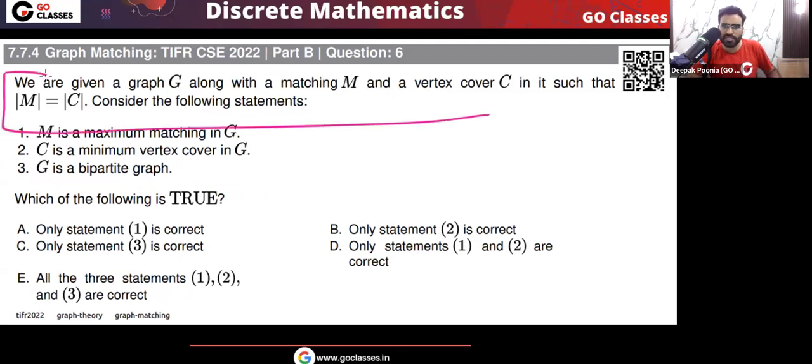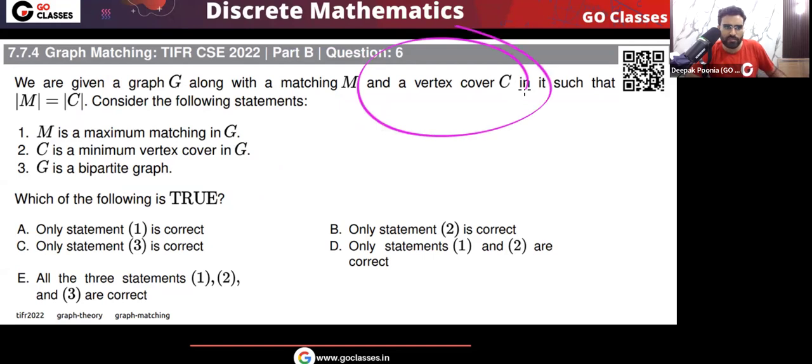Out of these three statements, which are true? Only based on this information that there is a graph G where there exists a matching M, there exists a vertex cover C such that their size is the same. So if their size is the same, then what can you say about this matching? Is it maximum? What can you say about this vertex cover? Is it minimum? And what can you say about this graph? Is it bipartite? This is what the question is asking.